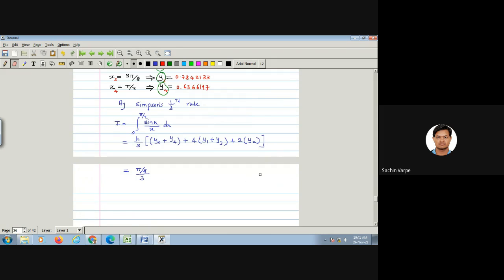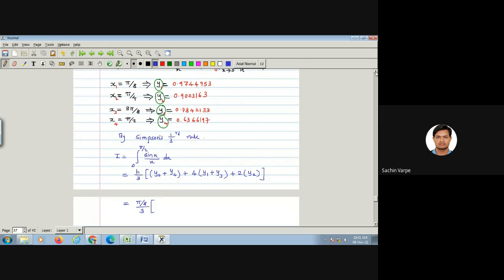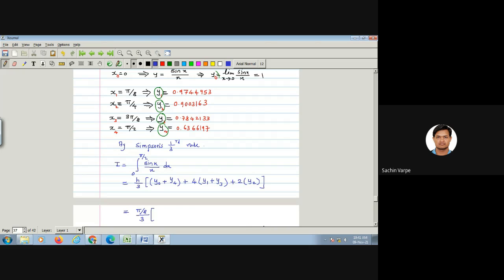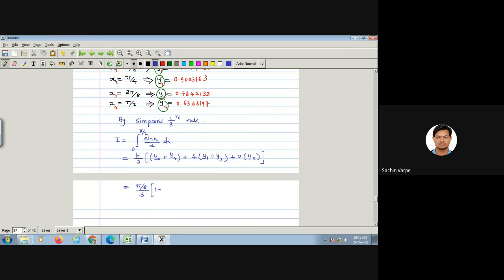So we are substituting according to the formula: y0 plus y4 plus 4 times y1 plus y3 plus 2 times y2. So let's substitute the values now. Y0 we have as this. Substitute the values into the formula and tell me the final answer. Y0 is 1, plus 0.6366197, plus 4 times y1 plus y3.